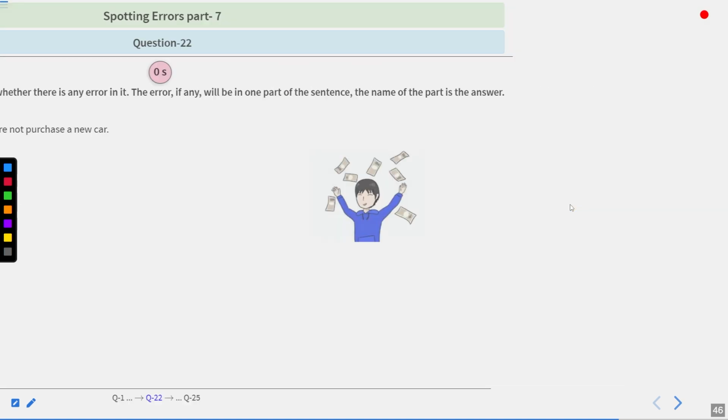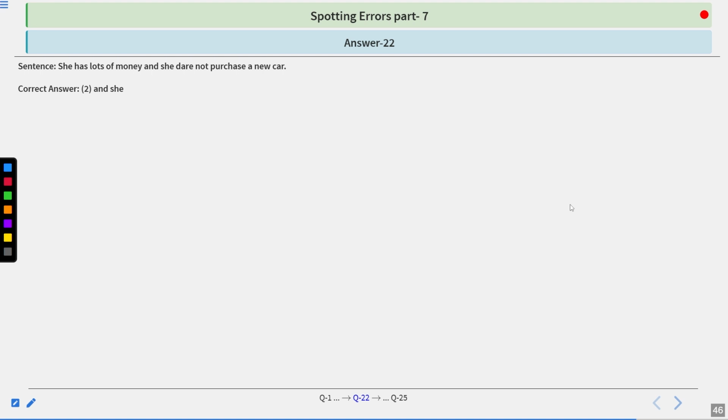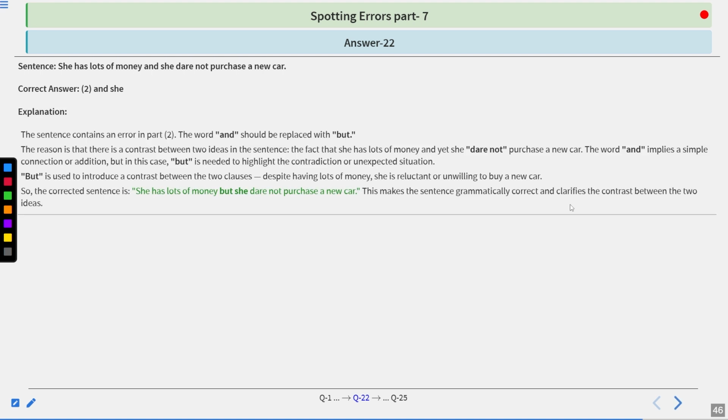I hope you have answered. Let's look at the correct answer. The correct answer is 2 and C. The explanation is the word "and" should be replaced with "but". The reason is that there is a contrast between two ideas in the sentence: the fact that she has lots of money and yet she dare not purchase a new car.